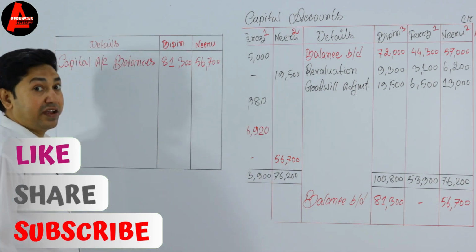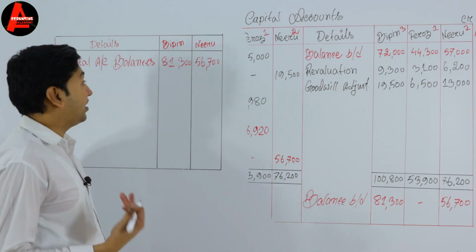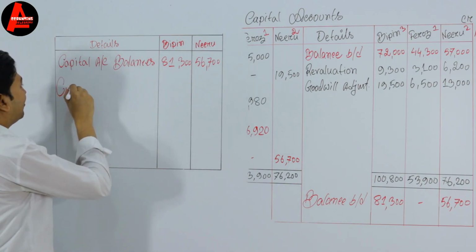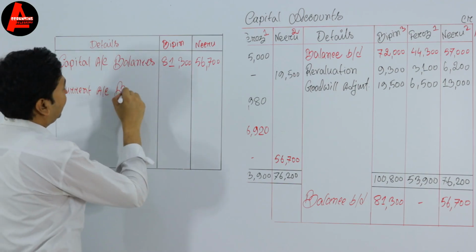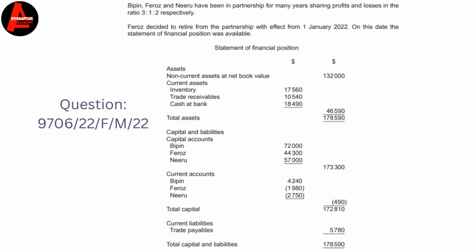Okay, so they decided they will no longer have a balance on the current account. So here we check the current account balances. Before that we write here current account balances. To know the current account balance, let us have a look at the question. Here we see the statement of financial position, current account balance. Bipin $4,240, Feroz $1,980, which is already taken to the capital account. Then Neeru $2,750. So Bipin's amount and Neeru's amount are given.